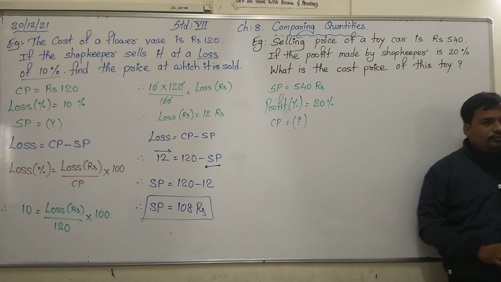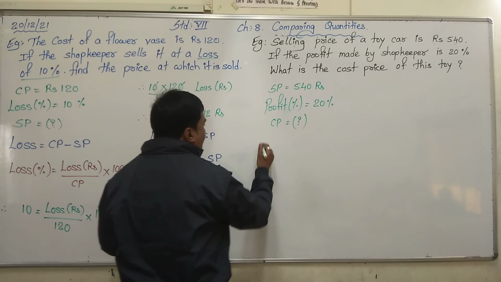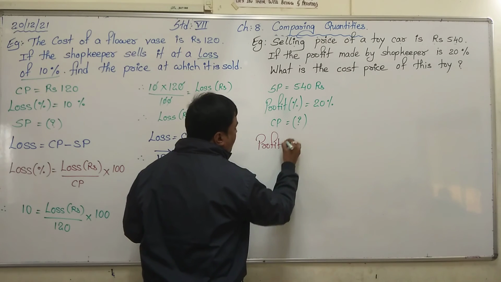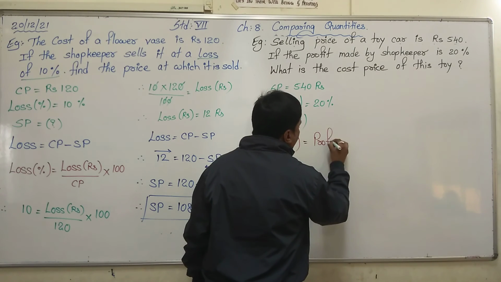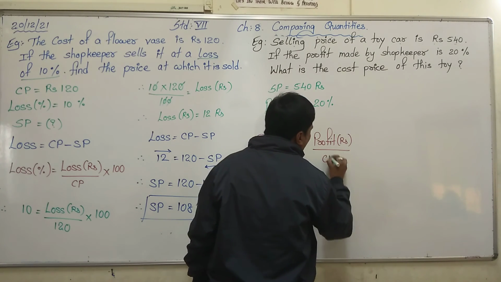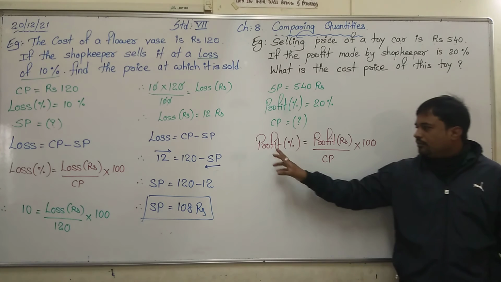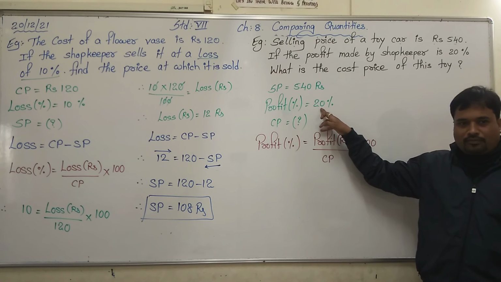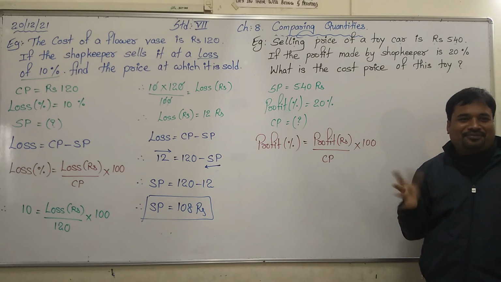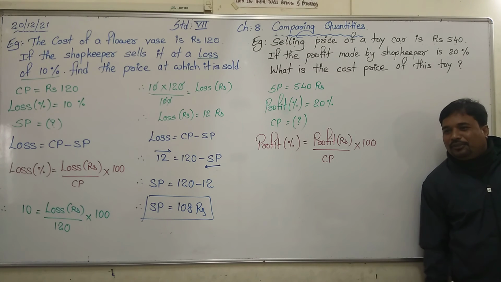So what can we use? Profit in percentage is equal to profit in rupees upon CP multiplied by 100. 20 upon percentage. Now what to do? We do not have the cost price with us. What do we do?